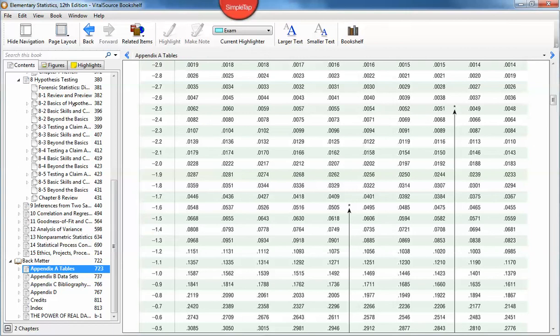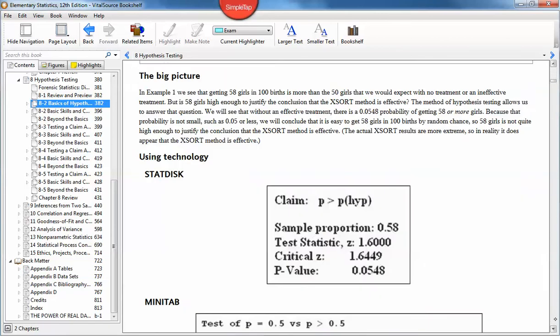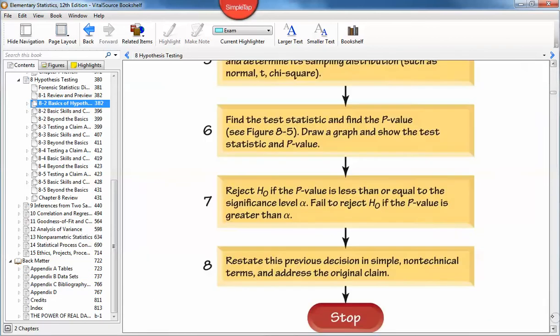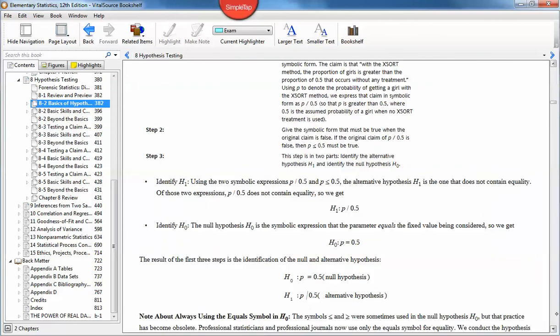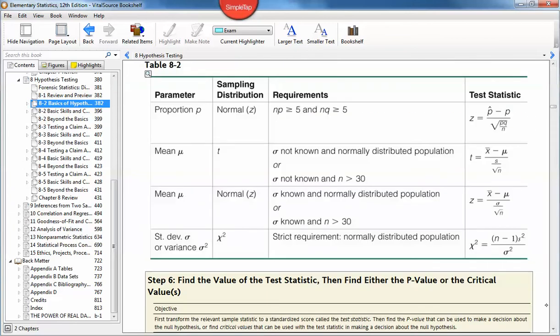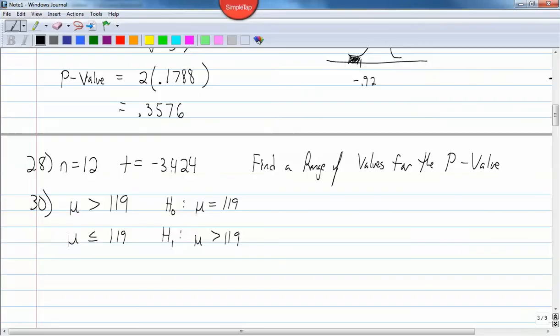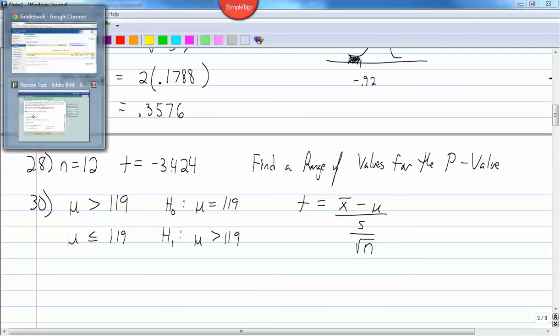I remember in 8T though, 8.2 somewhere, there was a chart. I want to say it was 8-3, but I can't remember. No, 8-2. And in this we have the different formulas. So here's the t statistic for mean. We're going to use this formula. T equals x bar minus mu over s divided by the square root of n. Okay, so that's what we're going to use.